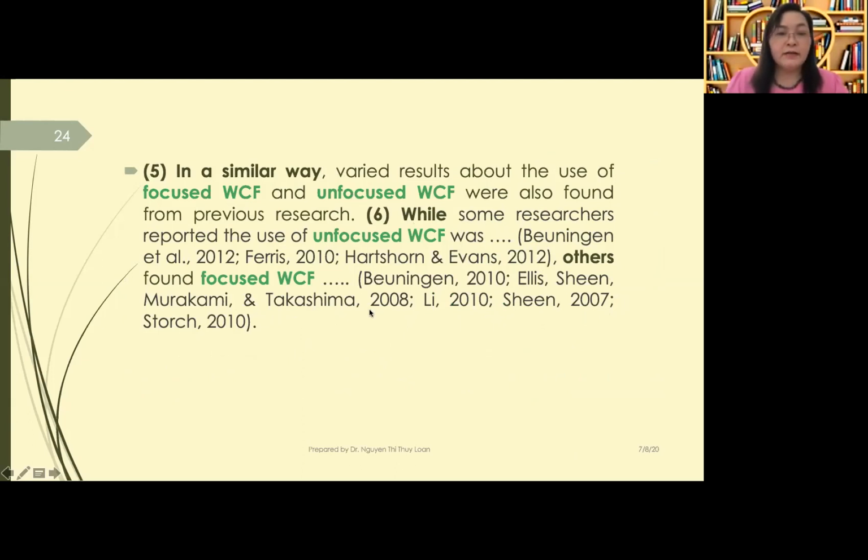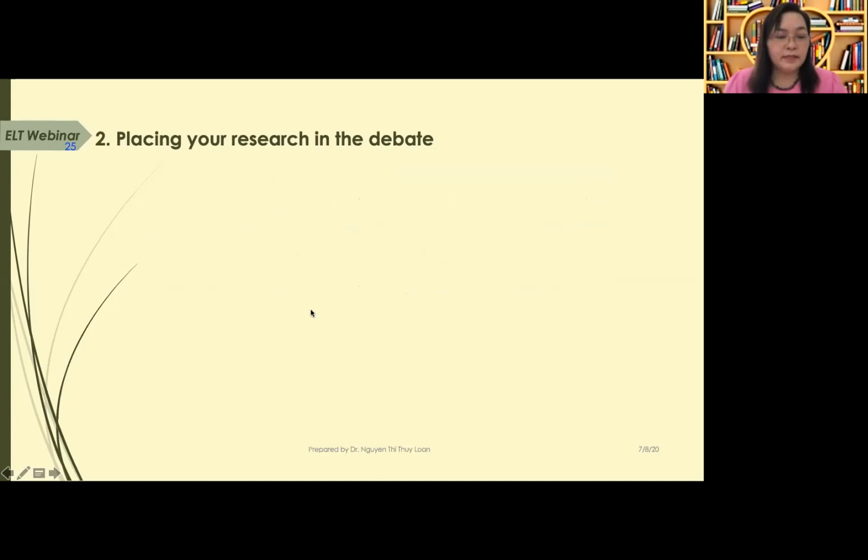Okay, so now let's continue with the next one. Remember, the second thing you need to remember when writing the literature review chapter is to place your research in the debate, because the main purpose of reviewing literature is for you to position your research in the literature. So how to do it?